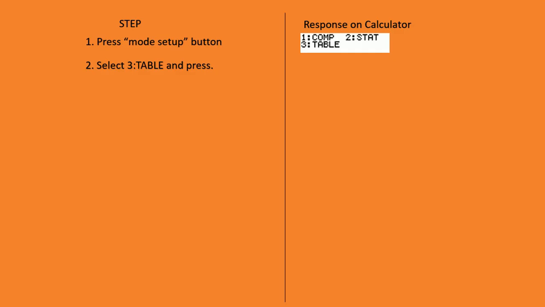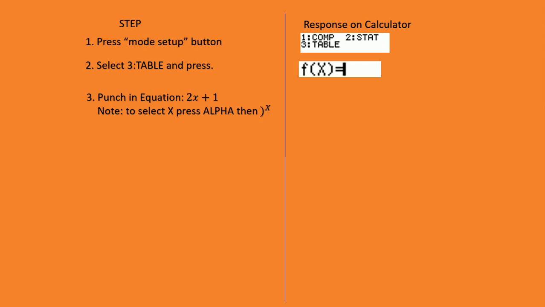Your next step is to choose the table method, or point number 3 on the calculator, and you press that. It will give you f of x, which represents y in our equation. Once we've got that, we punch in our equation, which in this case is 2x plus 1. To do that, you press 2, alpha x, the button for the x, and then plus 1, and that's what you will get on the calculator.